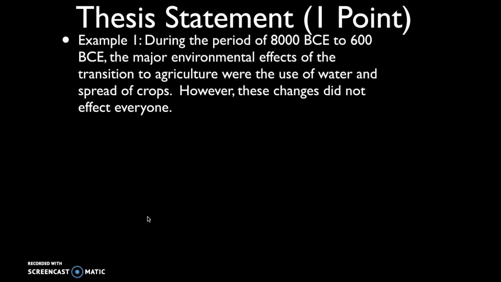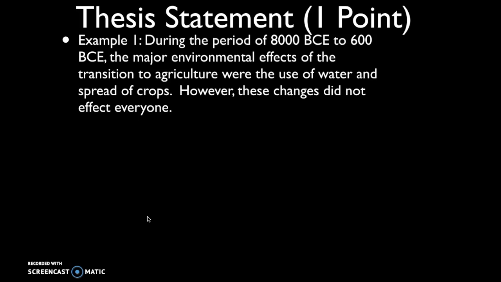So an example, let's look at this one. During the period of 8000 BCE to 600 BCE, the major environmental effects of the transition to agriculture were the use of water and the spread of crops. However, these did not affect everyone. How do we feel about this? It uses the template. The one thing I like is, again, it's focusing on environmental effects. It's talking about water and crops.